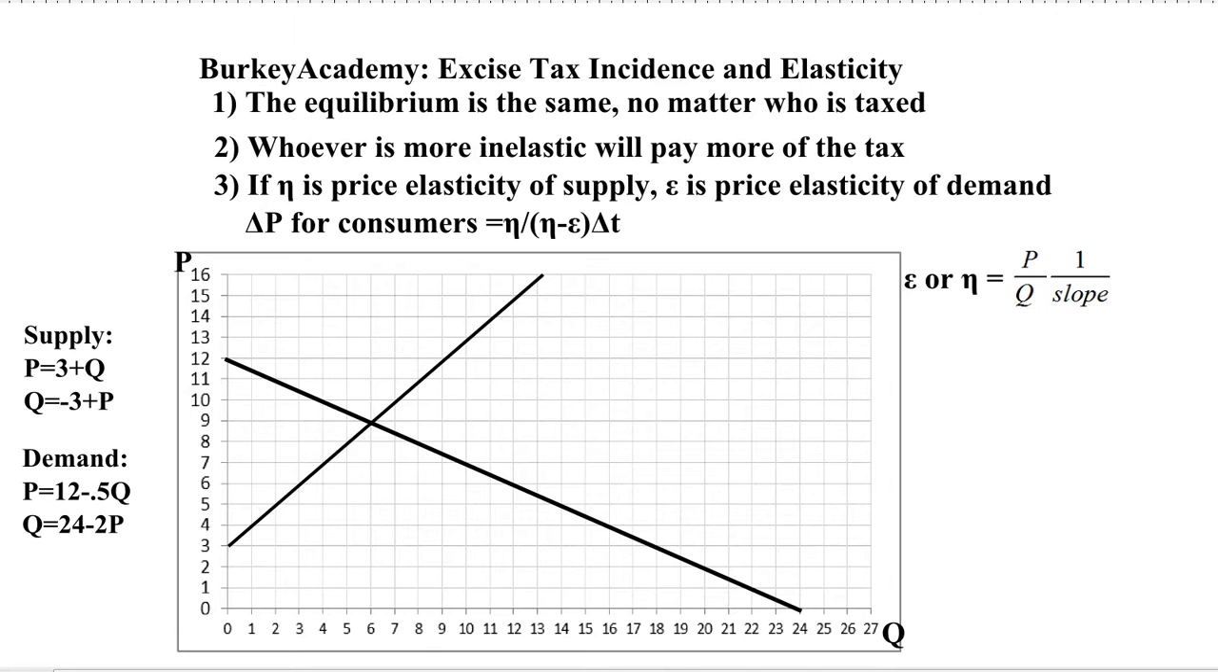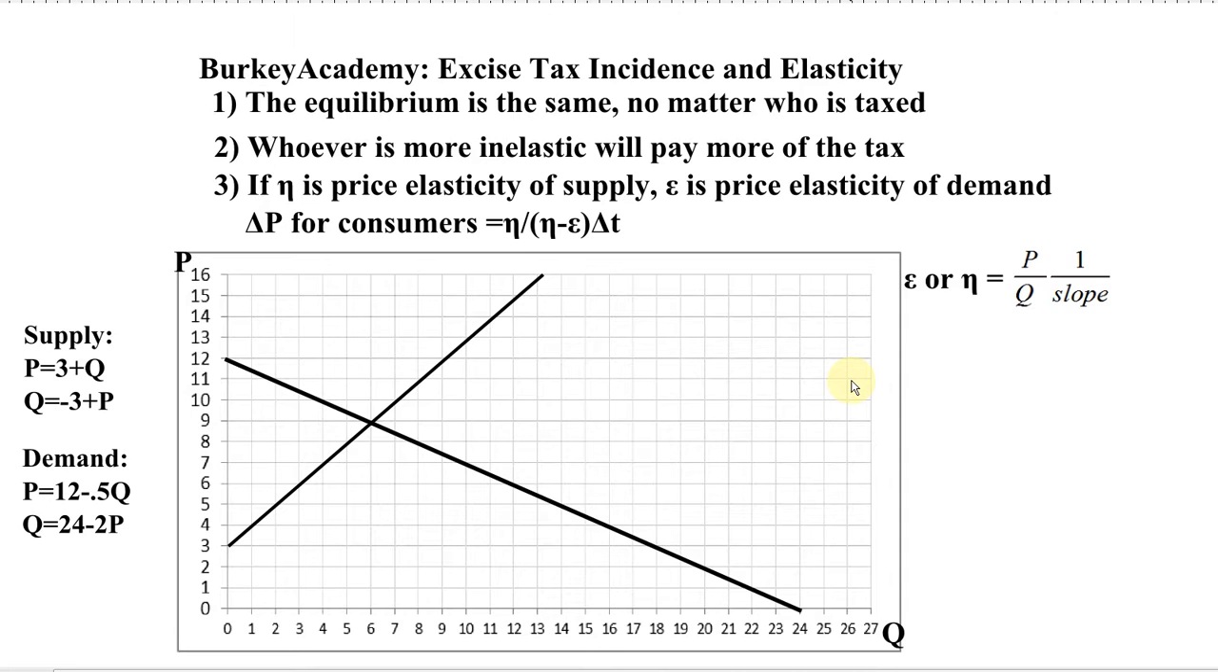Because in all realistic cases, there are some theoretical cases where all the tax is going to be borne by the seller or all the tax will be borne or paid by the buyer. In the real world, elasticities are very rarely going to be either infinite or zero, and so you can look at those two elasticities.